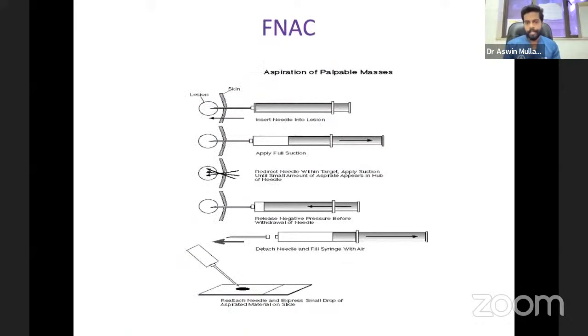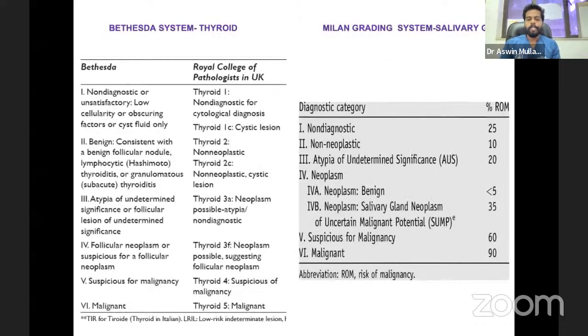Then coming to FNAC, another tissue diagnosis technique. It is usually reserved for aspiration of palpable masses, mostly used in head and neck for cervical nodes, then thyroid malignancies, then parotid malignancies. So in such cases, you can go for FNAC. What will this FNAC tell us? There is the Bethesda system for thyroid and the Milan grading system for salivary gland involving the parotid.